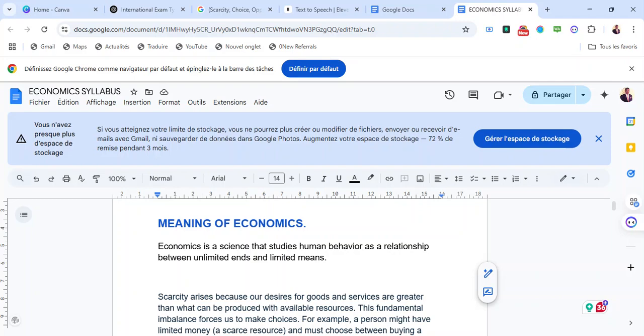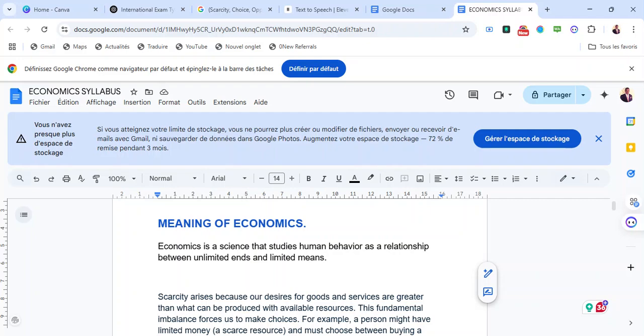So right now, what is economics? Economics is a science that studies human behavior as a relationship between ends and scarce means, or as a relationship between unlimited ends and limited means. So that is economics. We say economics is a science that studies human behavior. Economics is also part of science, but this part of science that I'm talking about studies human behavior, right?